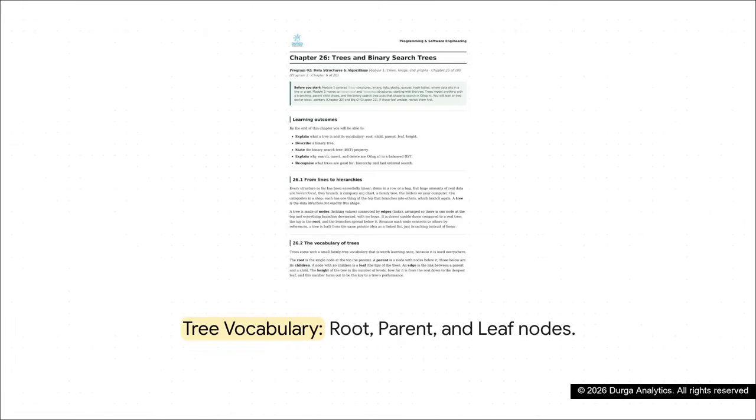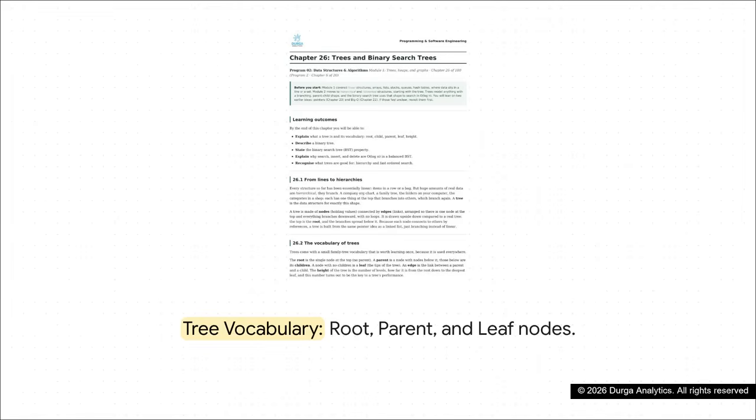So, like I mentioned, up until now, every structure we've built has been a straight line. But huge amounts of real-world data, think about a company org chart, a computer file system, or even the DOM of a web page, are intrinsically hierarchical. To build these, we actually borrow our vocabulary straight from a family tree. Though a funny quirk in computer science is that we draw our trees completely upside down.